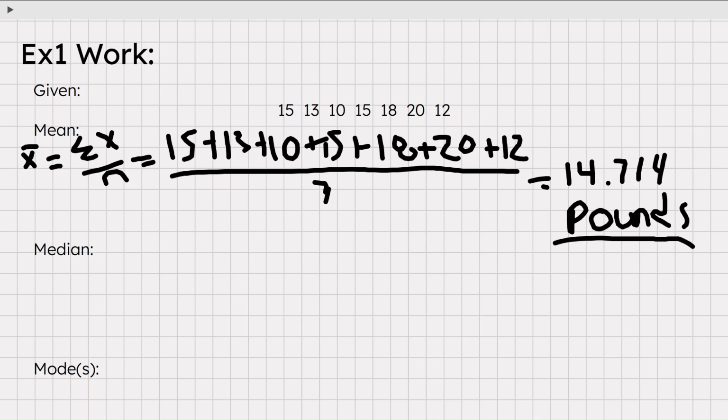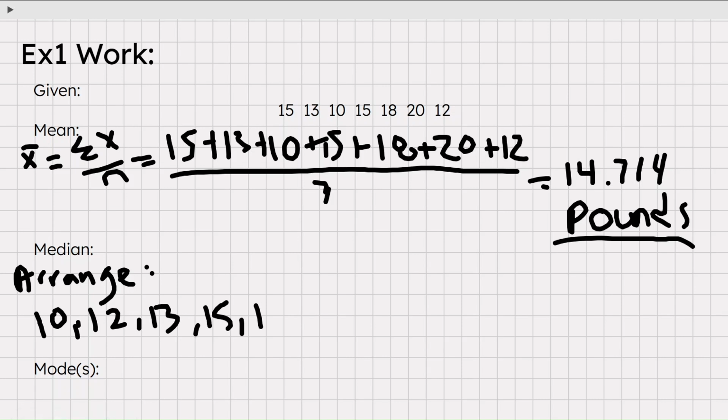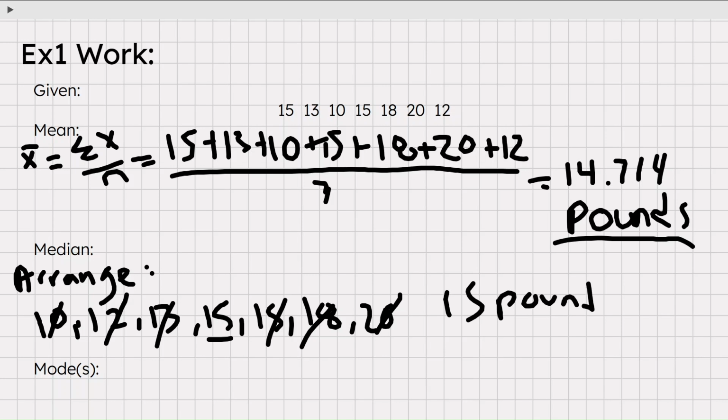For the median, first we would arrange the data set to be 10, 12, 13, 15, 15 again, 18, and 20. So how I like to do this to find the median is cross out the end parts until we get to the middle, which in this case would be 15. So 15 pounds would be our median.